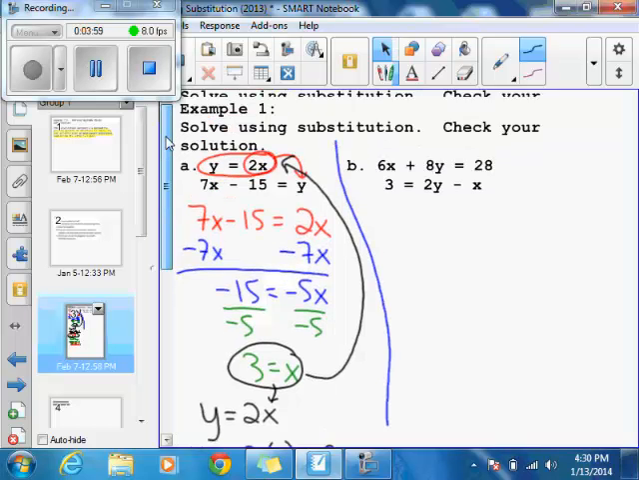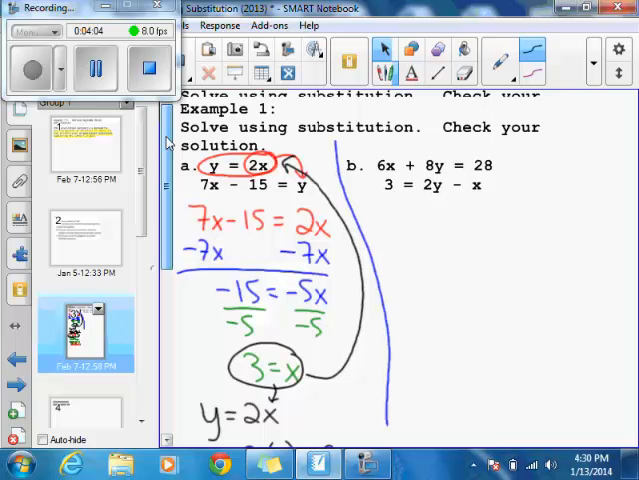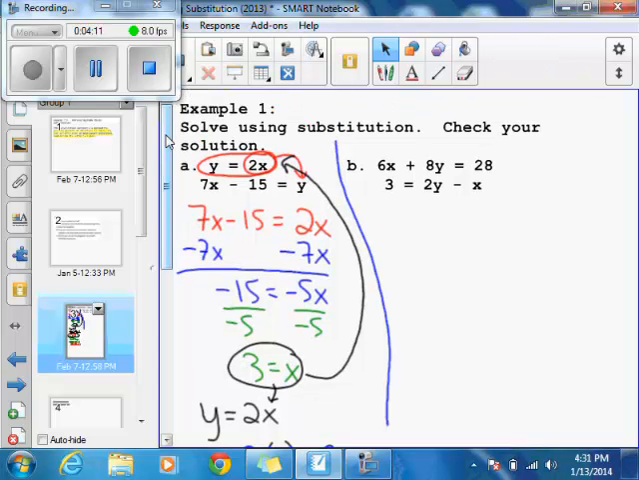Okay, the next example, B. Now if you'll notice in this example, there isn't a variable already by itself. But if I look at all the different ones, I can identify one that's easiest to solve for. I'm going to look for the variable that doesn't have a number out in front of it. And that is going to be that just plain x. So what I'm going to do is solve for that x to try to get that by itself.